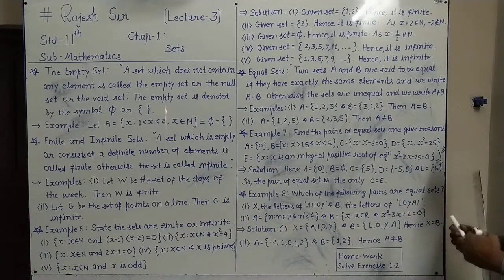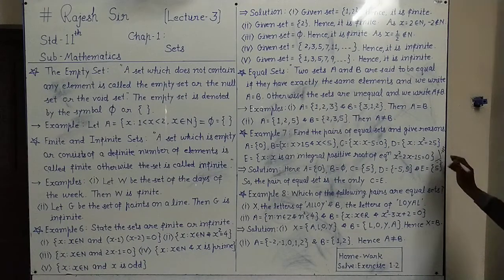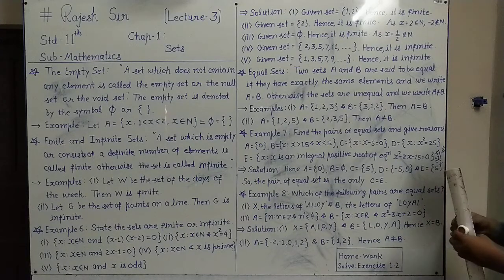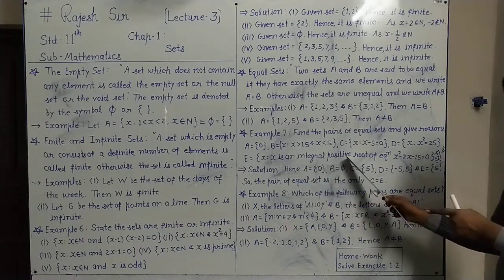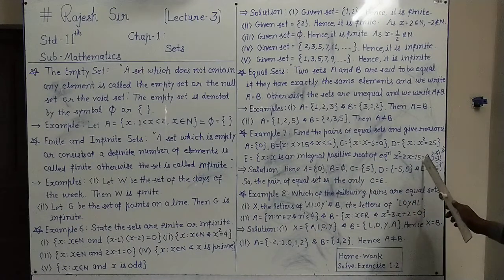So the two factors are minus 5 and plus 3, we will get. So x minus 5 equal to 0, x plus 3 equal to 0. So x equals plus 5 we will get and x equals minus 3. Right? And we have to take only the positive root. So the positive root will be 5 only. So therefore E equals the set having element 5 we have written.